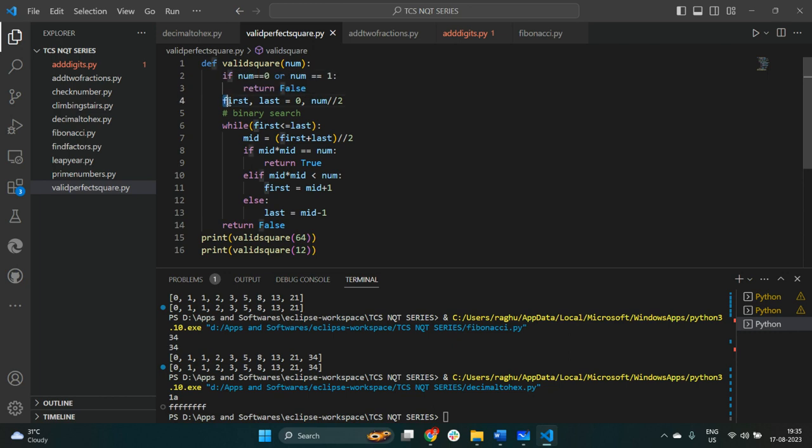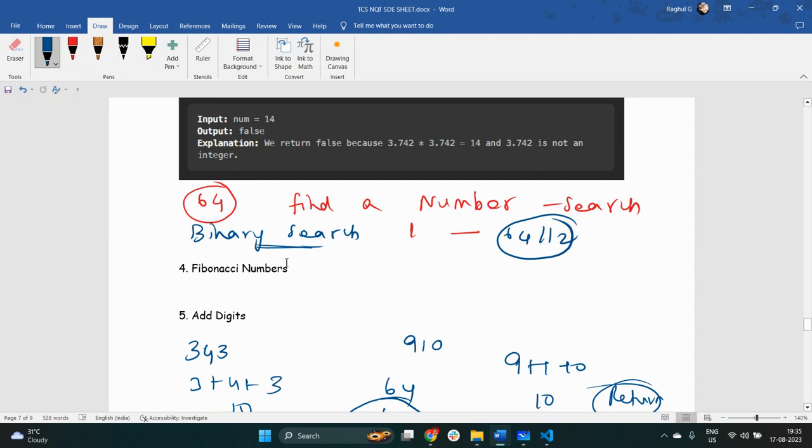I set first equal to 0 and last equal to num divided by 2. As I said, I'm going to run my loop up to num divided by 2, half of the number, and find the mid value. If mid times mid is equal to num, then I return true. If mid times mid is less than num, that is, if the product of mid and mid is less than the value I need, then let me give you an instance.